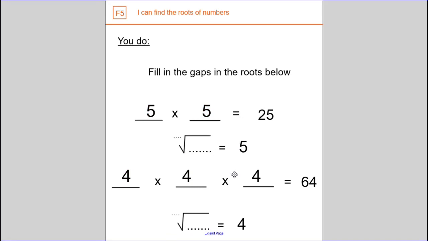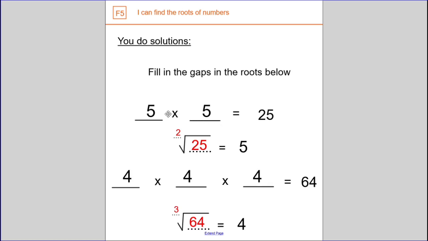Here's a you do question for you to try. Make sure that you fill in the gaps for inside the root and outside the root for both of these questions here. Pause the video here. Here's the solutions. Make sure that you self-assess your work.